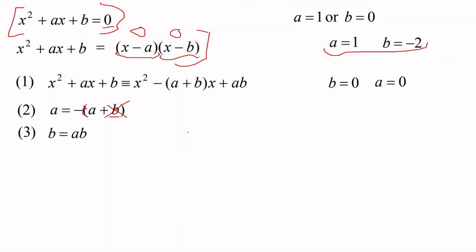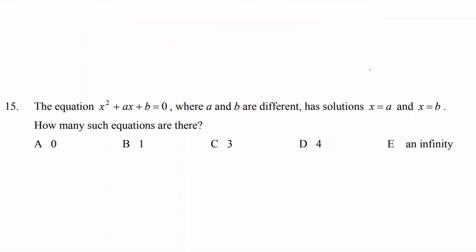Therefore a would also have to be 0. Well, if that's the case, crucially in the question, remember, it said a and b are different, therefore we can completely disregard this one and say there's only one solution, that being a is equal to 0 and b is equal to minus 2. Therefore, there's only one solution. So if we go back to the original question, of course it says a and b are different, so we know there's only one. So how many such equations are there? Well, there's only one, therefore the answer is B.